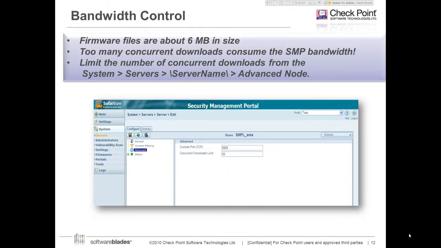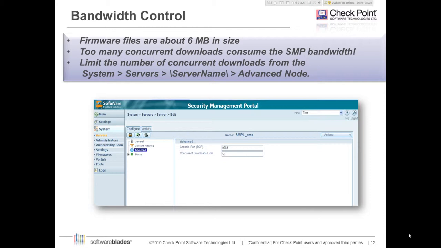How do we use the bandwidth control? Bandwidth control. Firmware files are between 6 and 12 megabytes in size. Too many concurrent downloads consume the SMP bandwidth, so we should limit the number of concurrent downloads from the system servers, and then we click on the name of the server, and then we can see this screen.